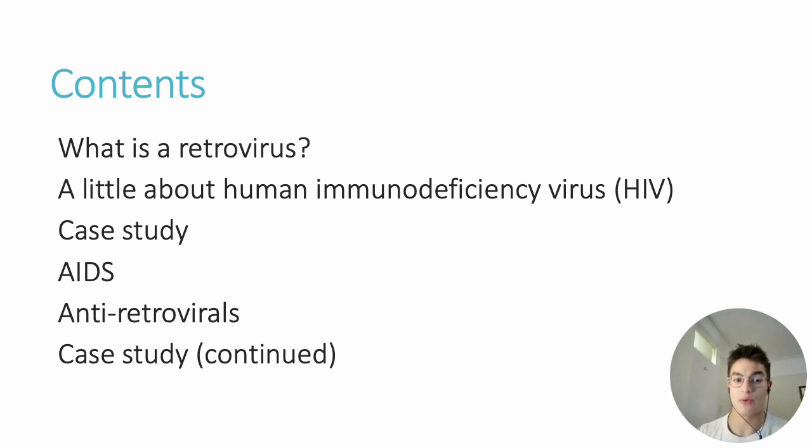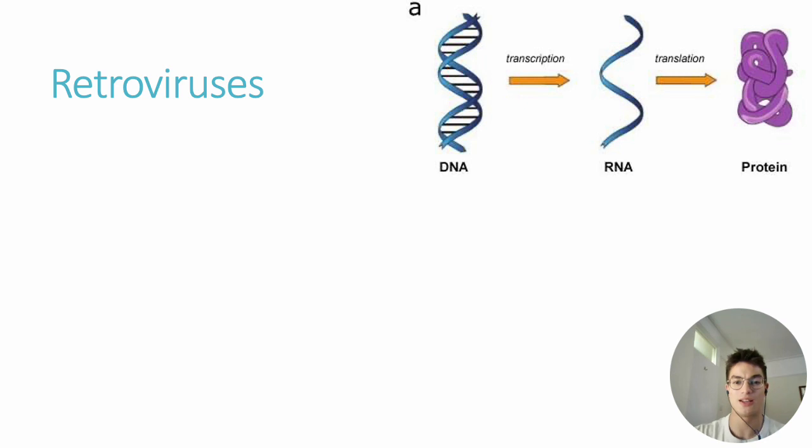Then I want to illustrate the more realistic clinical features that you might see in someone in the clinic who has HIV or AIDS. And then we're going to discuss how antiretrovirals are used, what they do and how they work. Okay, so on the screen, you should see DNA, which goes to RNA, which goes to protein.